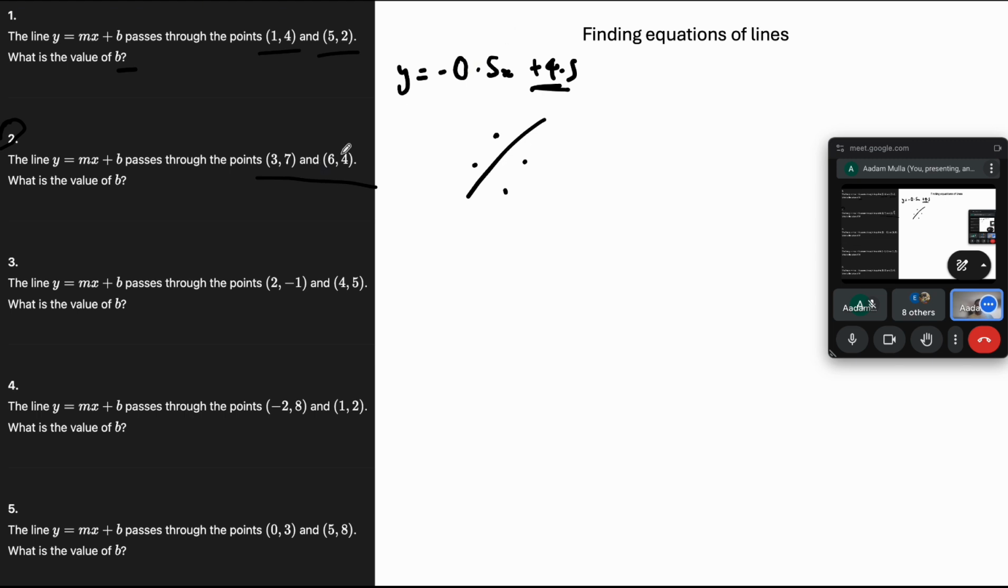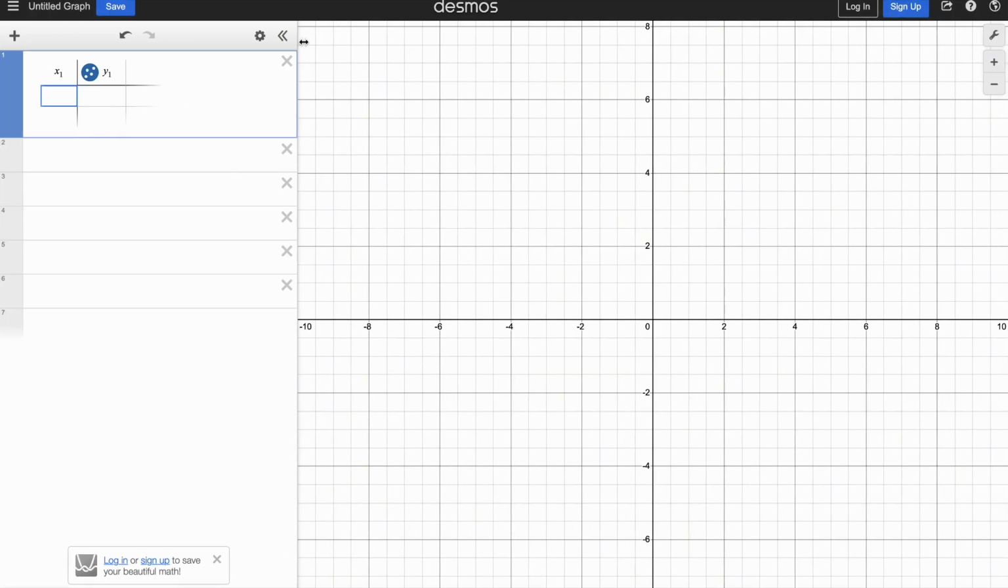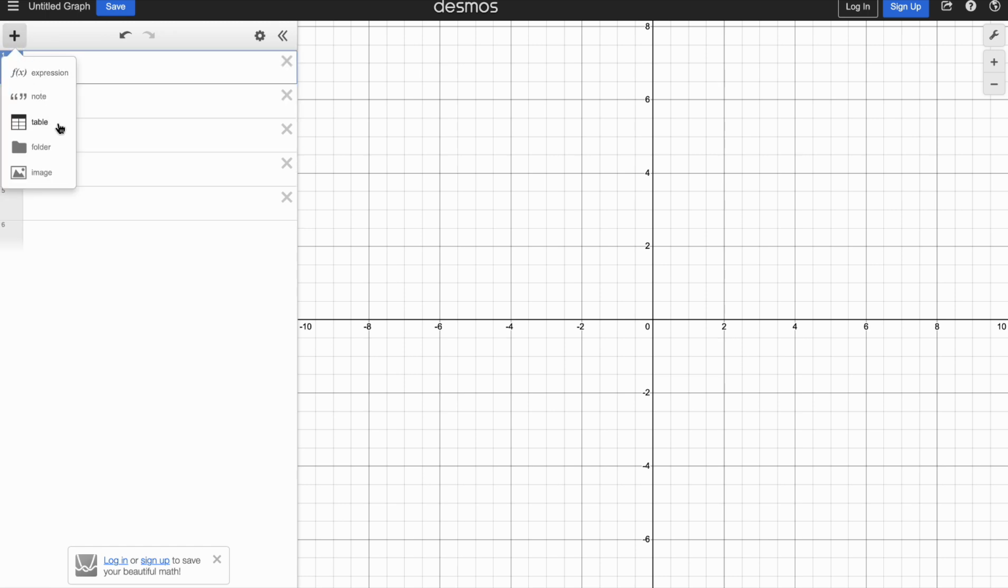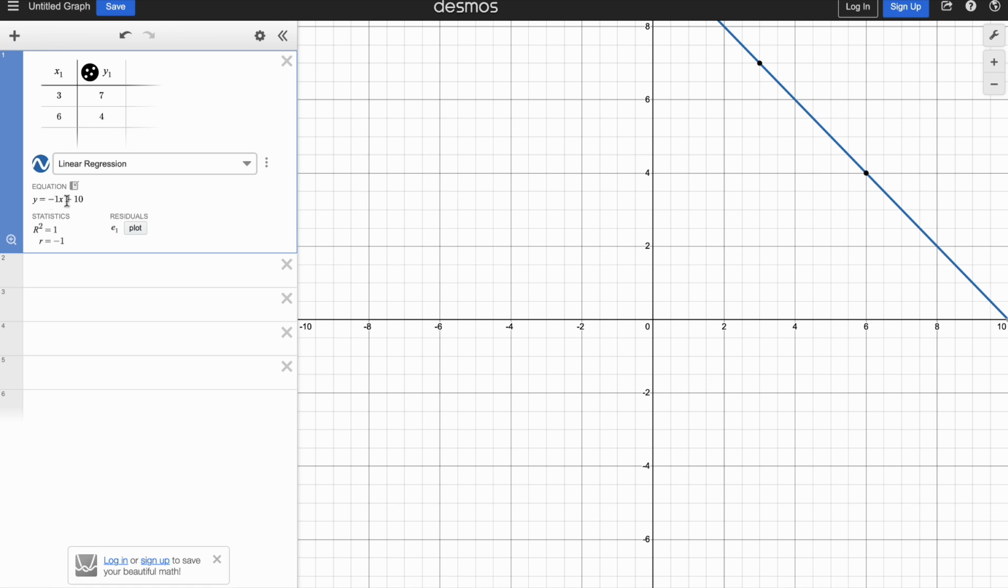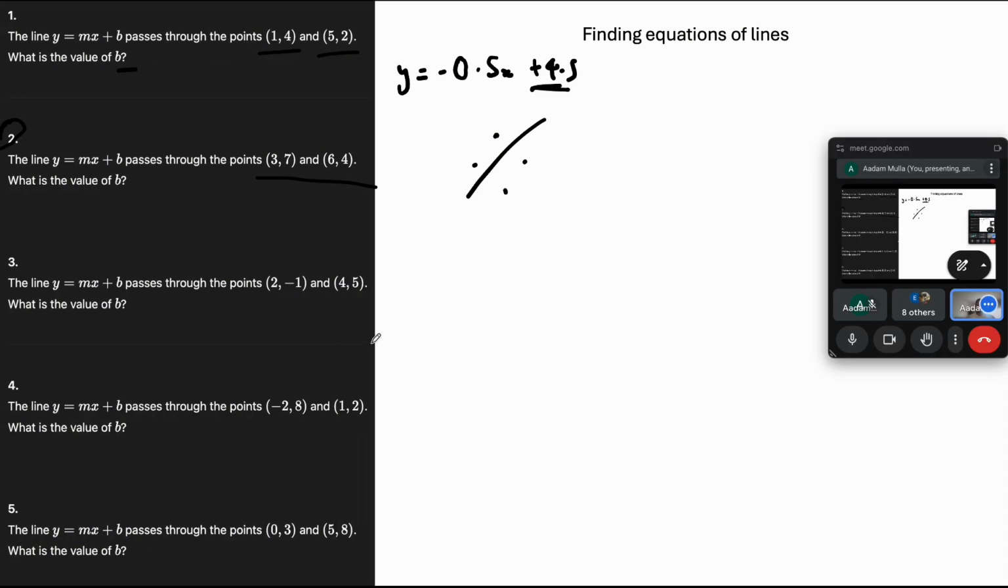So this one, click the plus button, click the table. I'm going to type in 3 and 7, and I can use the tab on the keyboard to move to the next one, and then 6 and 4. Press the checkered flag, the line, and it'll create the equation y equals negative x plus 10. And we want the value of b. In America, sometimes they use b instead of c. In the UK, we use c typically for the y-intercept, but they might say b. So the y-intercept here is 10. The coordinate of that would be 0, 10.